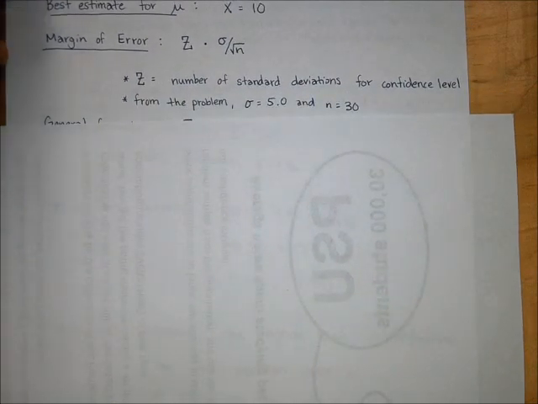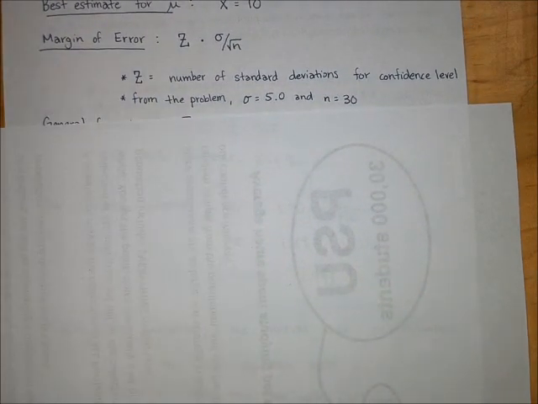In this case, the z number stands for the number of standard deviations for our given confidence level. We'll talk about that again in a second when we create the formula. From the problem before, we know that sigma, the population standard deviation of hours studied per week, was 5 hours, and the sample size n was 30. We're going to need both these numbers to calculate the margin of error.